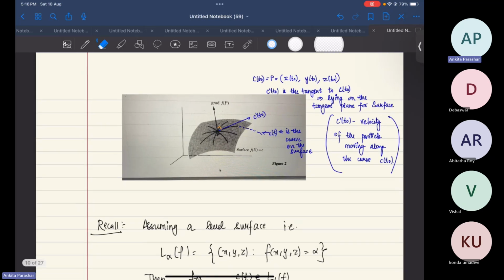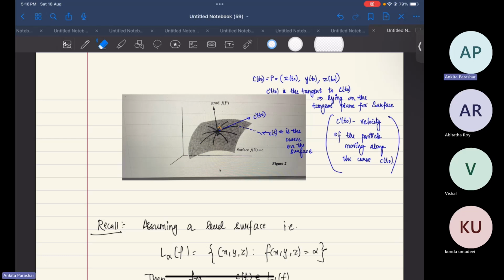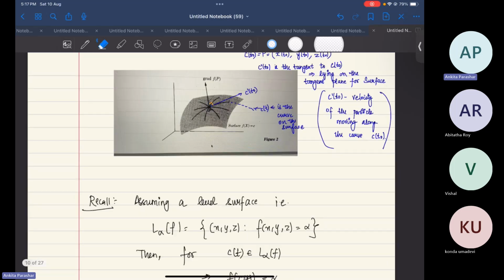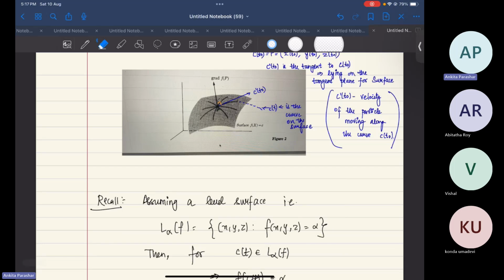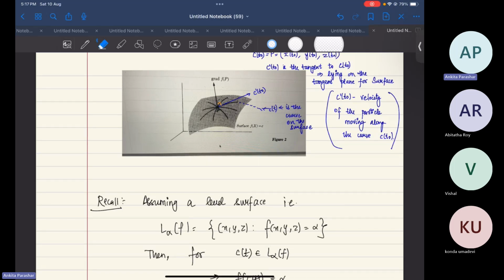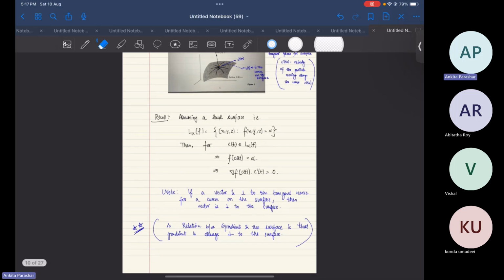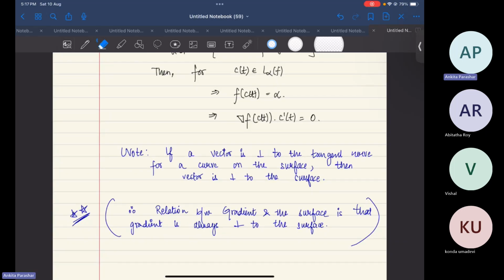So if I draw the curve c prime(t) the way I have drawn, you see the gradient is perpendicular here. And if a vector is perpendicular to the tangent to a certain curve, then we also say that the vector is perpendicular to the surface. Therefore the gradient vector is a vector which is always perpendicular to the surface. Geometrically, one can say that the gradient is a vector which is always perpendicular to the surface. So this is how one sees it geometrically.